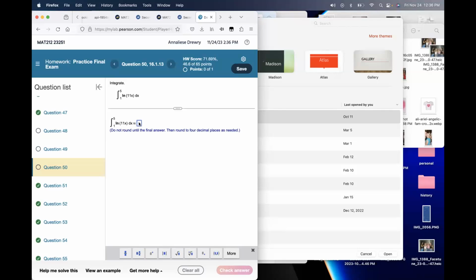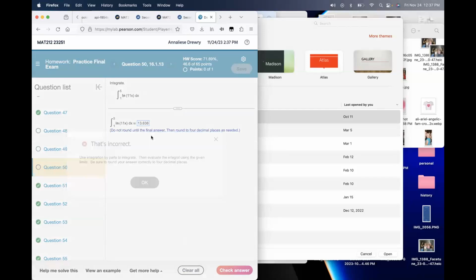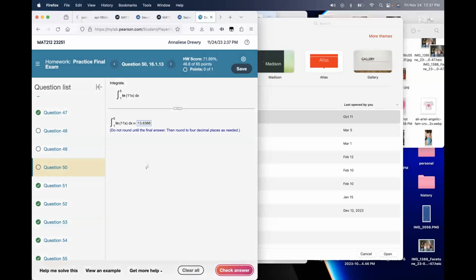All right. And natural log 11x dx. Are you doing this to me? Okay. We get just one more window. Log 4, 5, 7. All right, 13.638. 6388. There. Yeah. Okay.